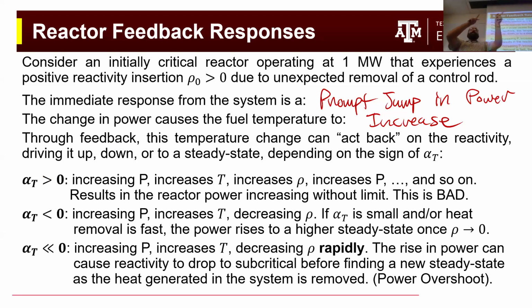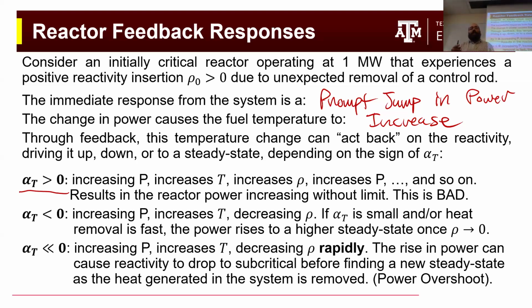So if alpha T is positive, that's positive feedback, and we get a runaway effect where increasing power increases temperature, increases the reactivity, increasing power, increasing temperature, increasing reactivity, and that will continue on without limit, which is bad. If you have negative feedback, then the temperature increase results in a decrease in reactivity, which will ultimately allow our system to become stable again.